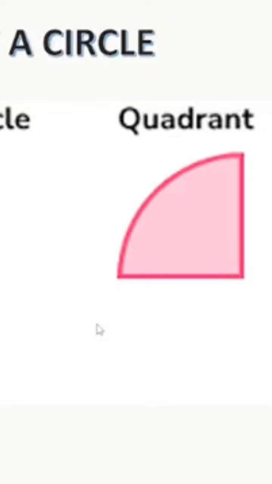We look at other parts of the circle, where we have the circumference. This is the circumference here, which is just the outer line right here. The circumference of the circle is the total distance around the circle.